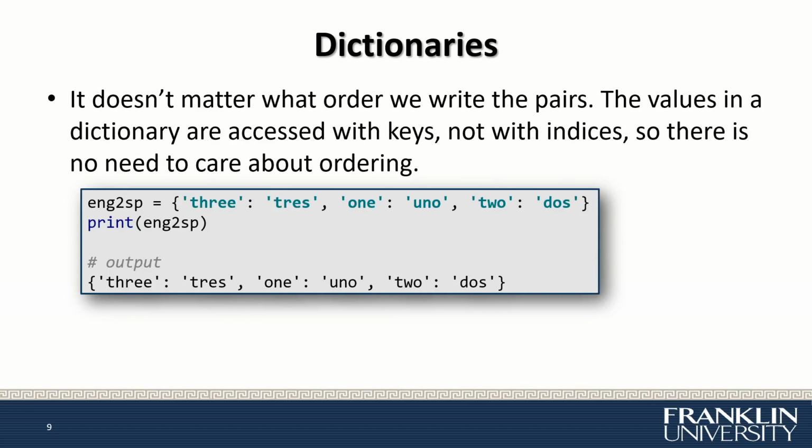So it doesn't matter what order we write the pairs. The values in the dictionary are accessed with keys. We don't use indices like 0, 1, 2, 3 like a list or string to access the dictionary. We use the keys, so there's no need to care about the ordering. Since Python 3.7 and later, the order that you see here will be the order that's in the dictionary, so the order that you put in will be the order that gets printed out. In earlier versions of Python, the order that you put in may not be the same as the order that you display.